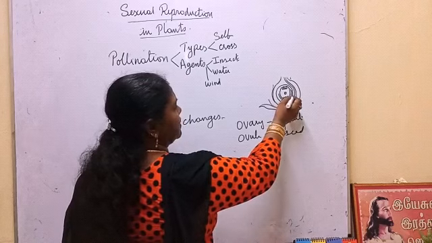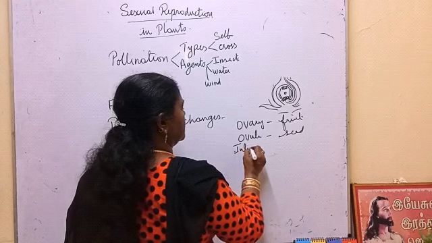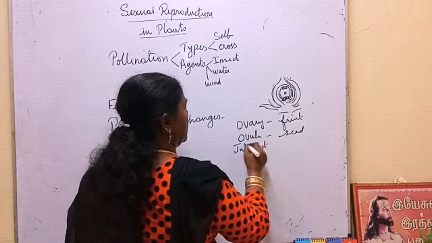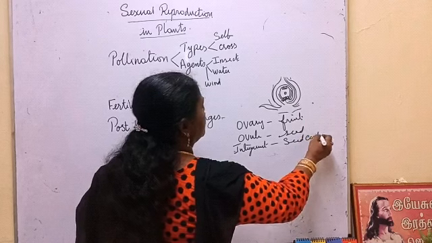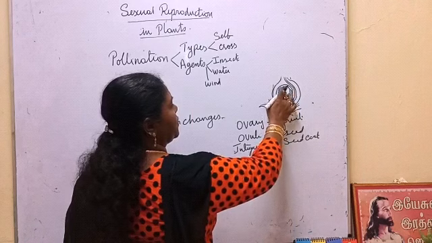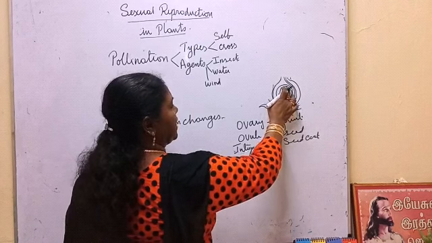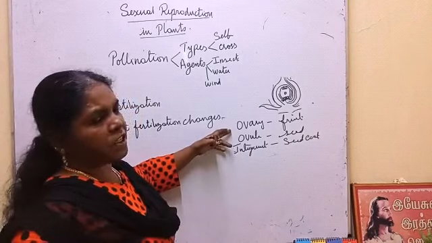Then the integuments develop into the seed coat. And the other nucleus forms the endosperm, a nourishing tissue. So all these are the post-fertilization changes.